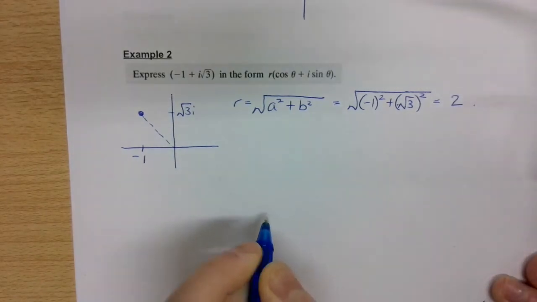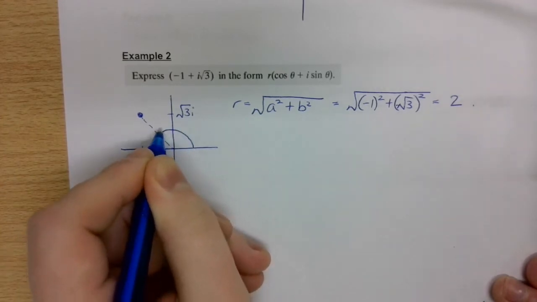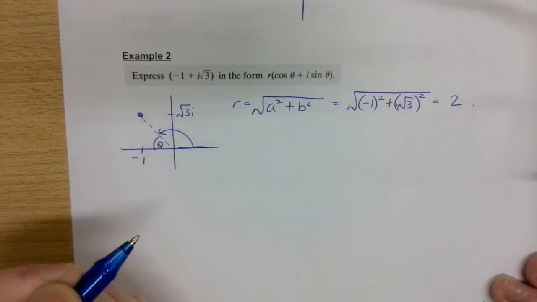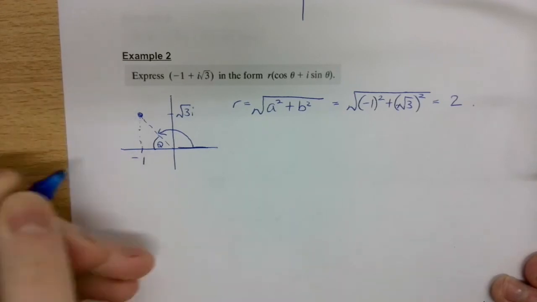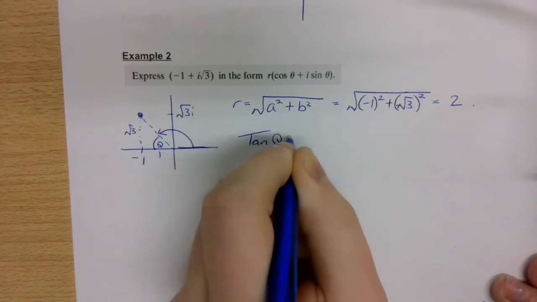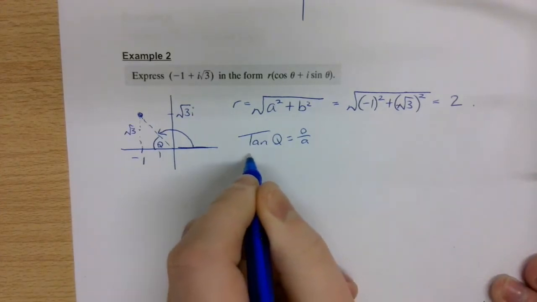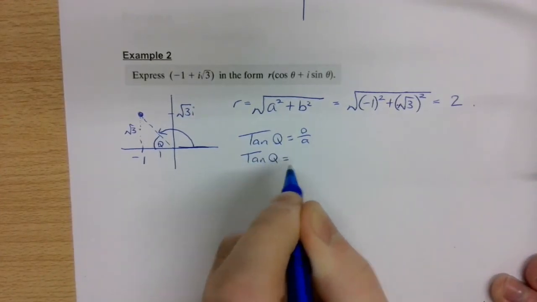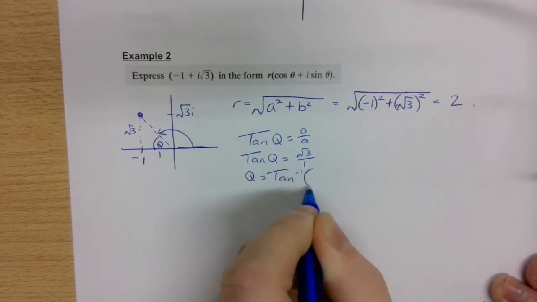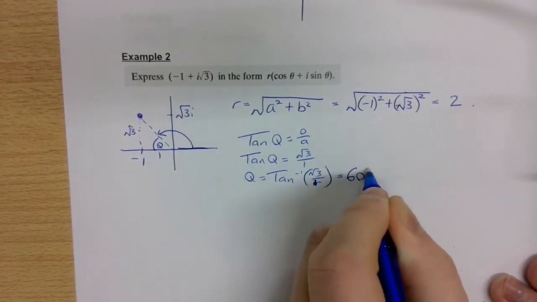So r is equal to 2. Then we need to find the argument. We need to find this angle here. Really and truly, what we're trying to find is the angle from the positive real axis right around to that point. But in order to do that, we need to find the smaller angle first and then take it away from 180. So we know this distance is root 3, we know this distance is 1, so tan q is equal to opposite over adjacent. We're always going to use tan, remembering back to trigonometry. So tan q is equal to root 3 over 1, q is equal to tan inverse of root 3 over 1. Put that in the calculator and you'll get back your answer, which is 60 degrees.